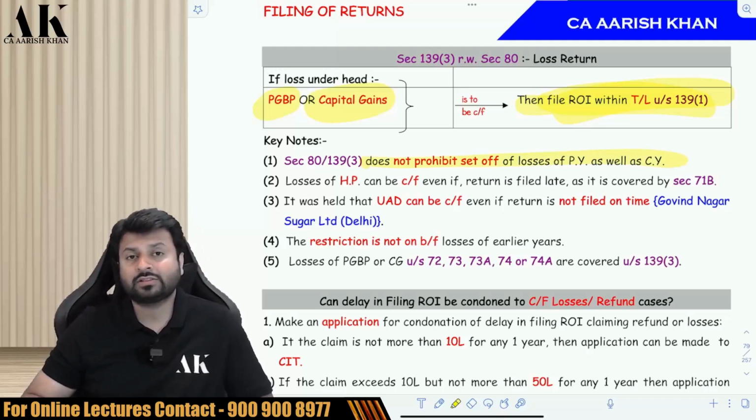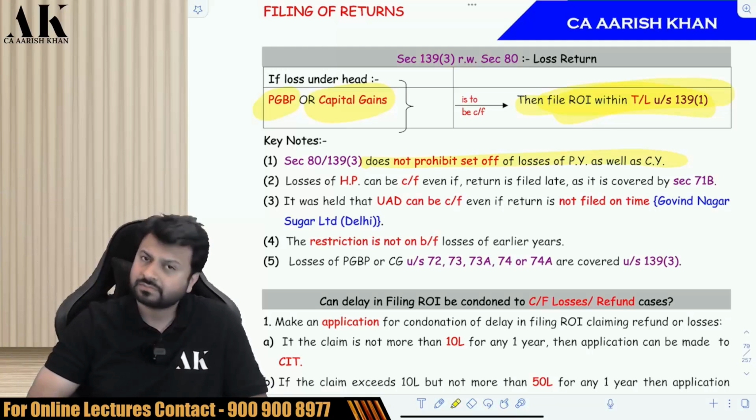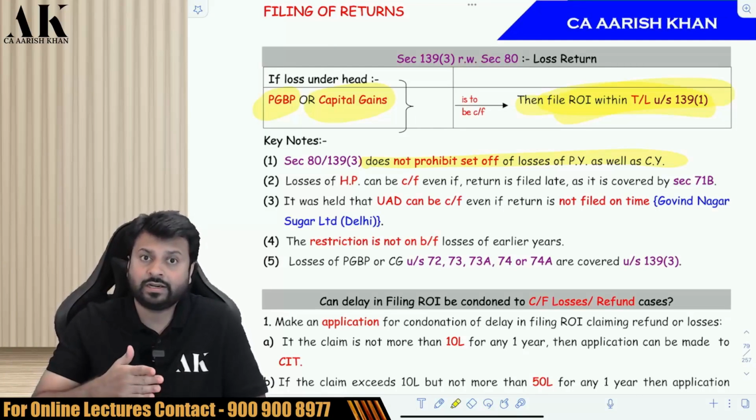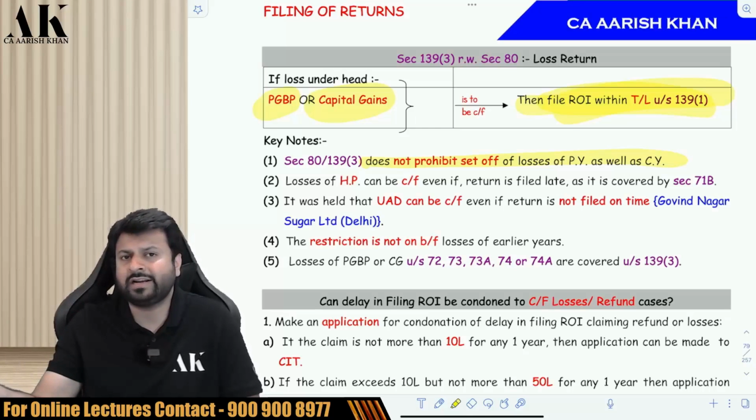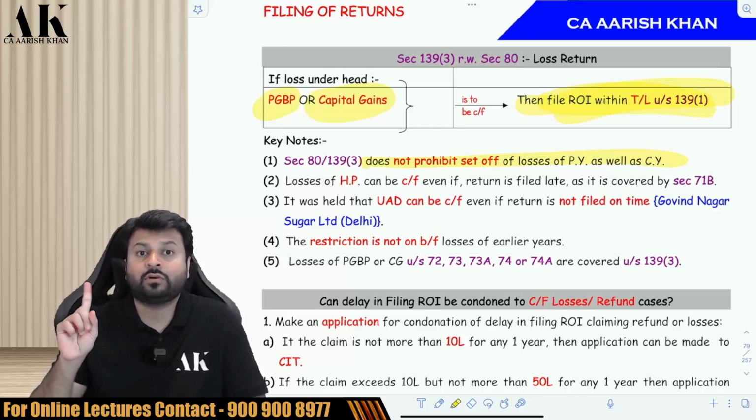The problem is when you want to carry forward the loss to the next year, then you have to carry forward the loss only if you have filed the return on time. So if you have a loss in the current year, and if you want to set off that loss against the income of the current year only, then there is no need to file the return on time. Similarly, this restriction is only applicable for PGBP and CG loss. This restriction is not applicable for house property loss.